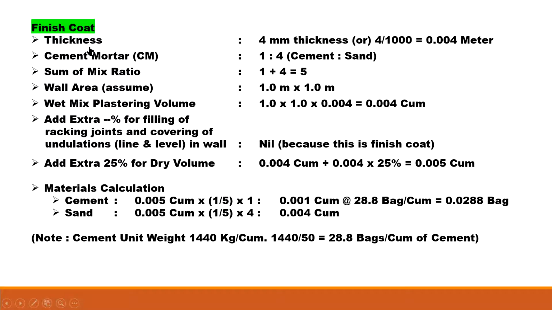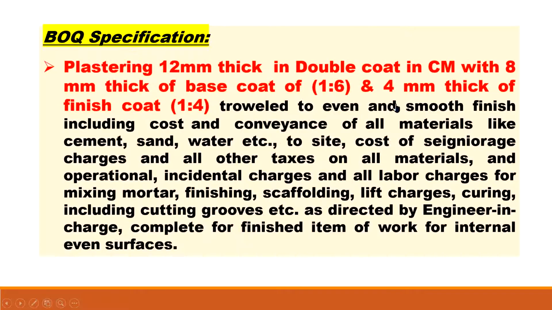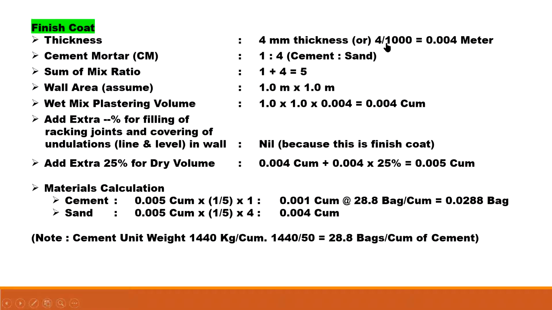Then come to the finish coat. Thickness 4 mm, 1:4 proportion. See the specification: finish coat 4 mm thick 1:4. 4 divided by 1000 means 0.004 meter. Cement mortar 1 cement and 4 sand. Sum of the mix ratio 1 plus 4 is 5. Wall area, assume 1 meter into 1 meter, 1 square meter. So wet mix plastering volume is 1 into 1 into 0.004 meter, all in meters. Thickness also we consider in meters, so 0.004 cubic meter.